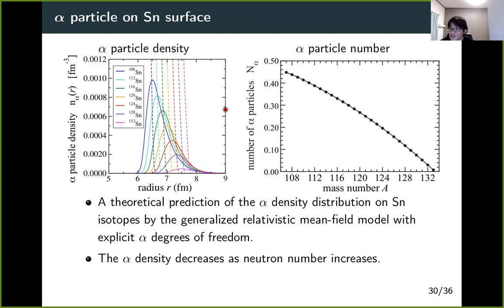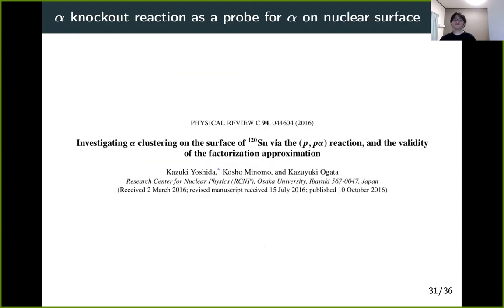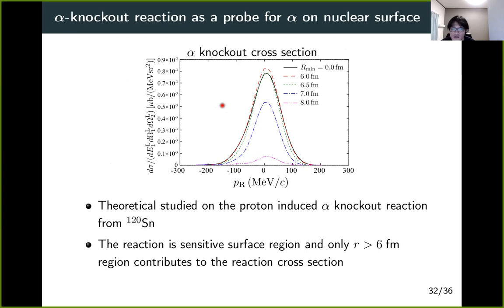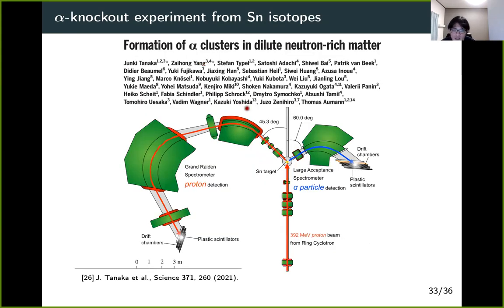By looking at PP alpha cross-section. And finally, the experiment has been done by Junki Tanaka and Zaihong Yang et al. at RCNP. We have a 400 MeV proton beam here, and they detected emitted proton and alpha particles. And this is published this year. And this is the result.